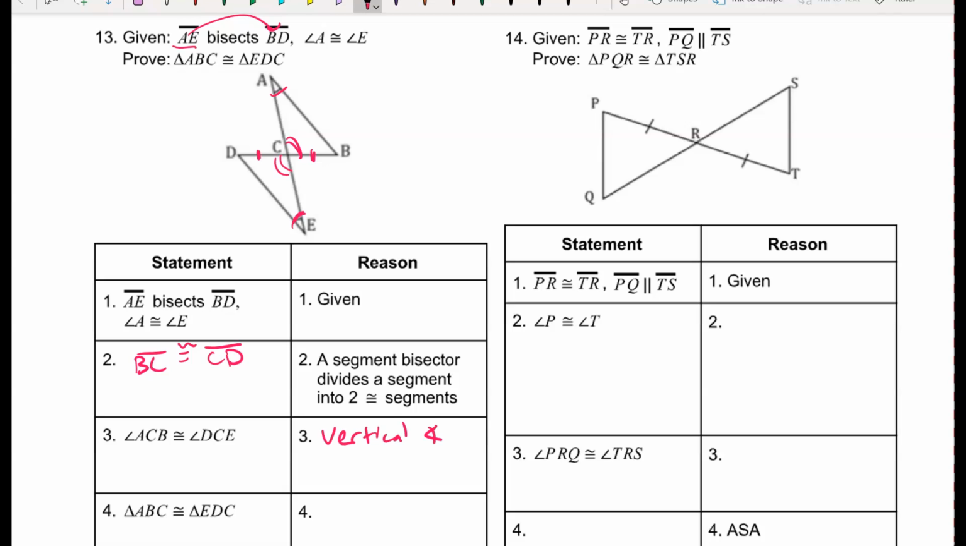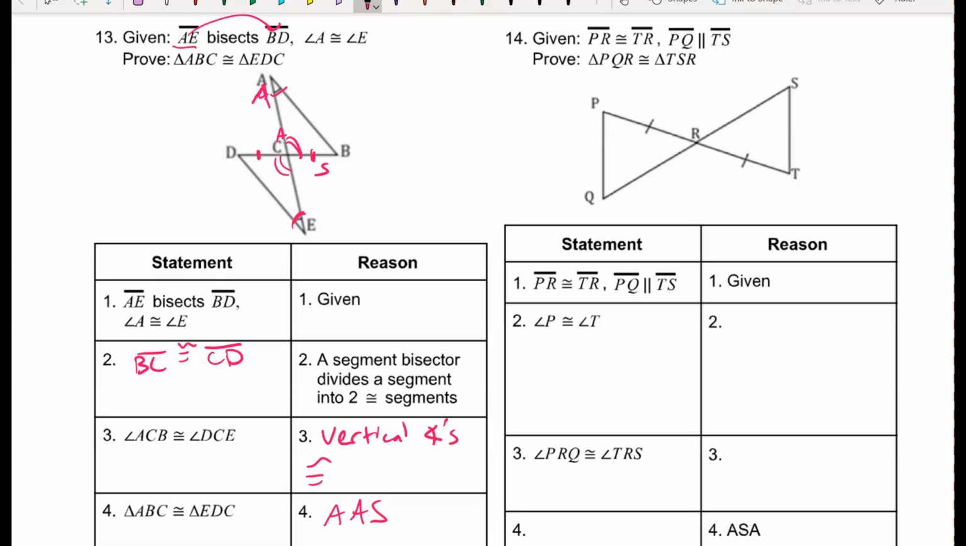Vertical angles are congruent. So notice I've got two angles here. I've got an angle, and the side that's not between those two angles. So the reason those two triangles are congruent is just by angle, side.